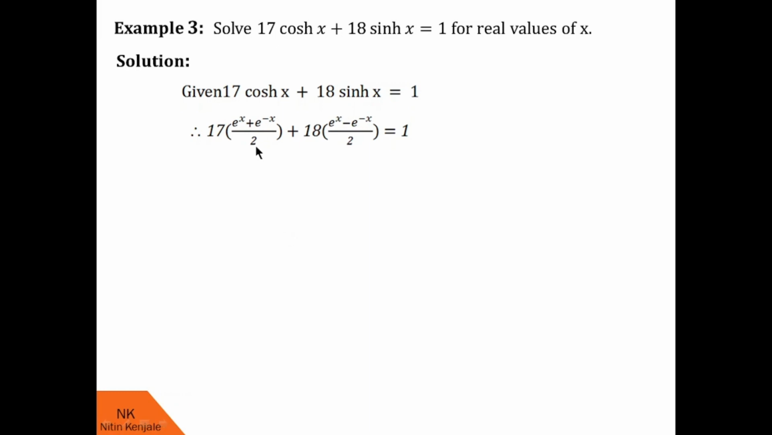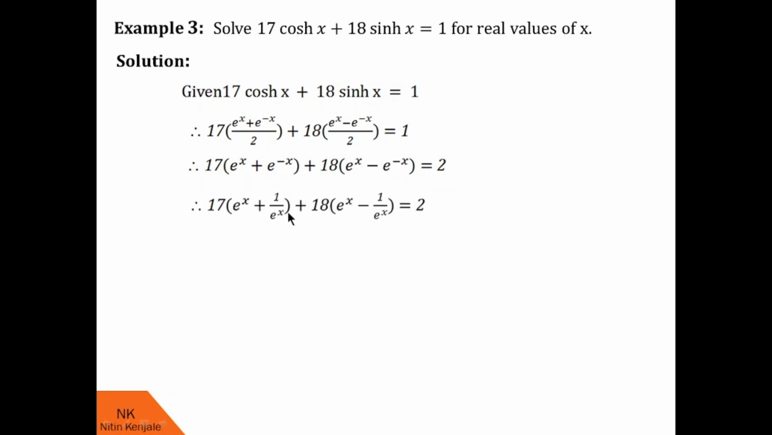Since the denominator of both the terms is 2, we will take that 2 on the RHS. So we will have 17 times (e raised to x plus e raised to minus x) plus 18 times (e raised to x minus e raised to minus x) is equal to 2. But e raised to minus x can be written as 1 by e raised to x. So this can be written as this.